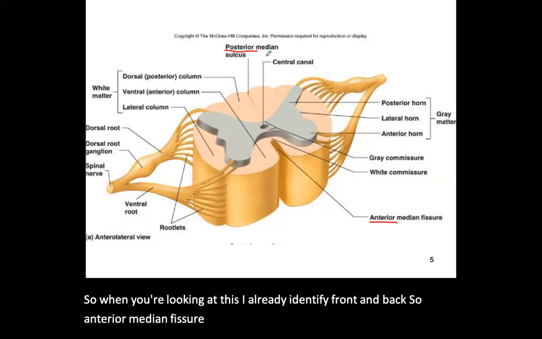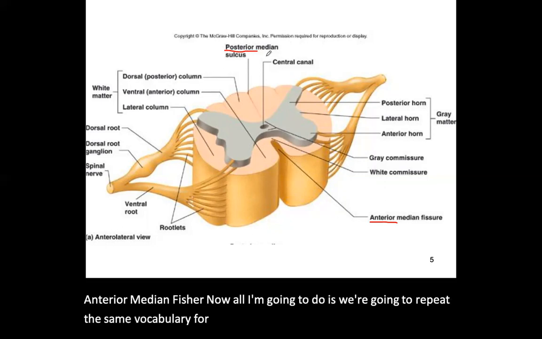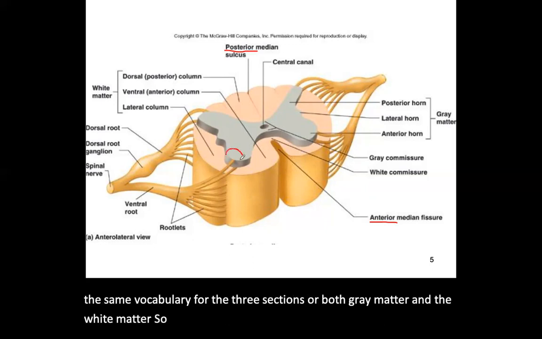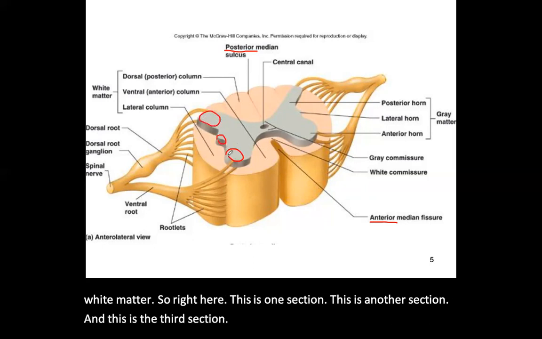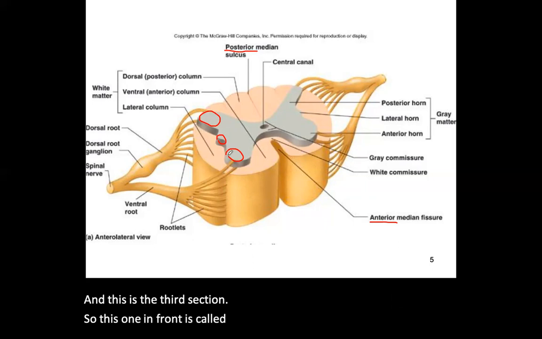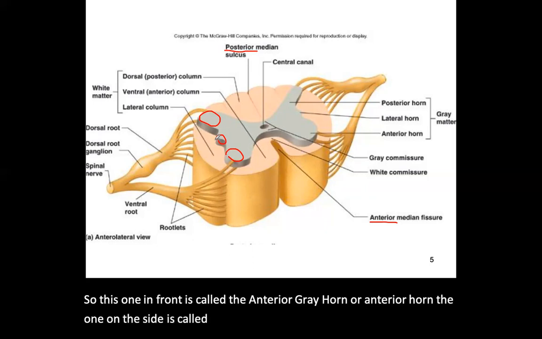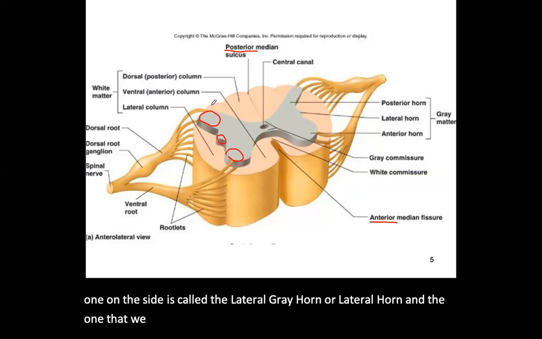Now all I'm going to do is repeat the same vocabulary for the three sections of both the gray matter and the white matter. Right here, this is one section, this is the other section, and this is the third section. This one in front is called the anterior gray horn, or anterior horn. The one on the side is called the lateral gray horn, or lateral horn. And the one that we identified as posterior will be the posterior gray horn.